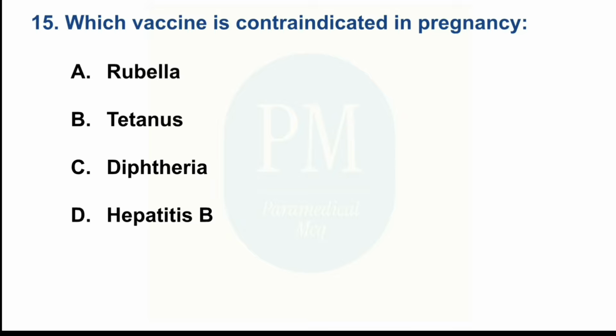Which vaccine is contraindicated in pregnancy? Option A. Rubella. Option B. Tetanus. Option C. Diphtheria. Option D. Hepatitis B. The correct option is option A, rubella.